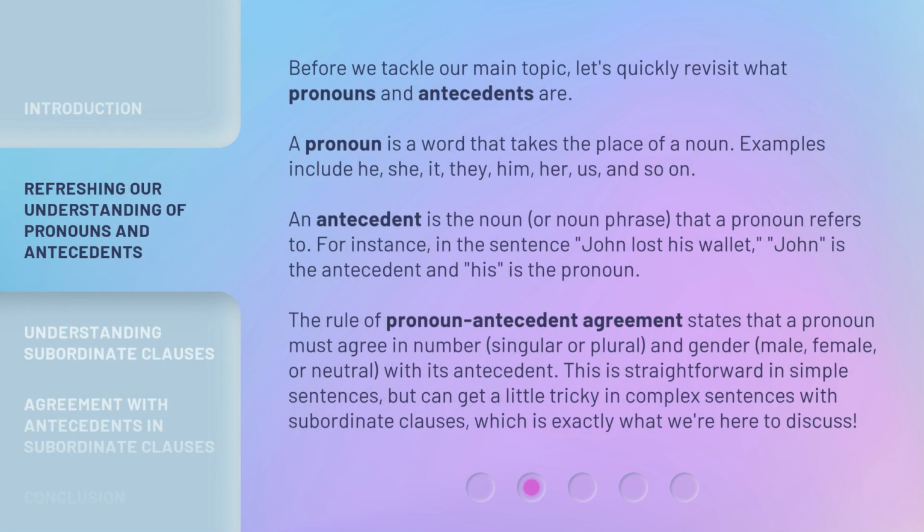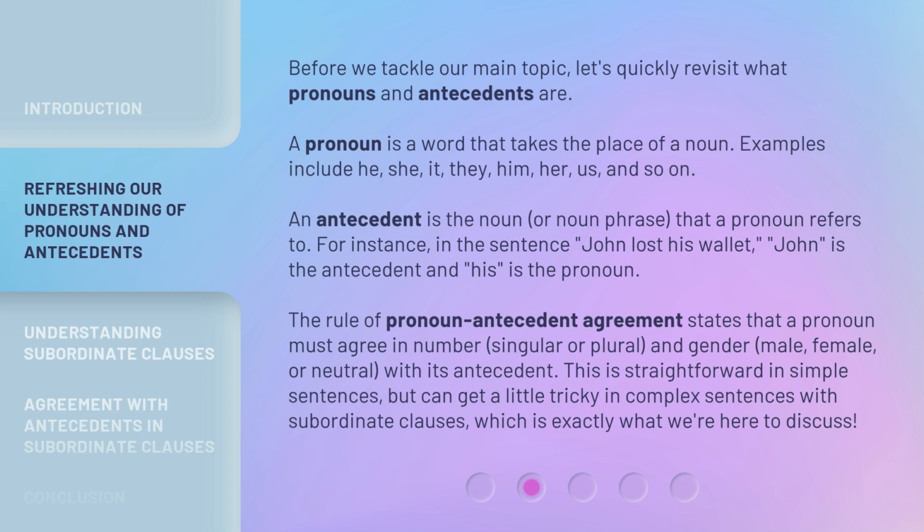Before we tackle our main topic, let's quickly revisit what pronouns and antecedents are. A pronoun is a word that takes the place of a noun. Examples include he, she, it, they, him, her, us, and so on. An antecedent is the noun or noun phrase that a pronoun refers to. For instance, in the sentence, "John lost his wallet," John is the antecedent and his is the pronoun.